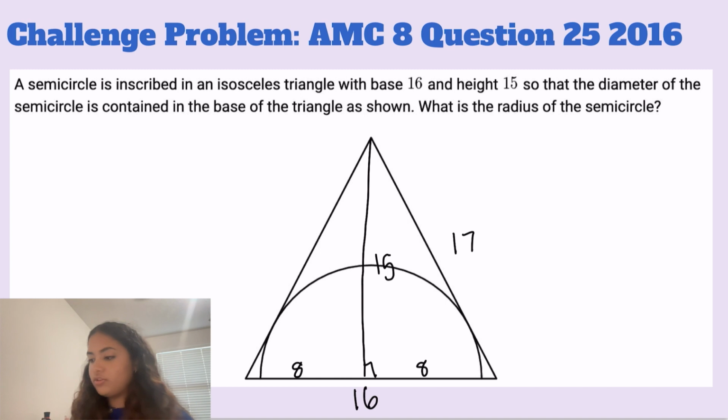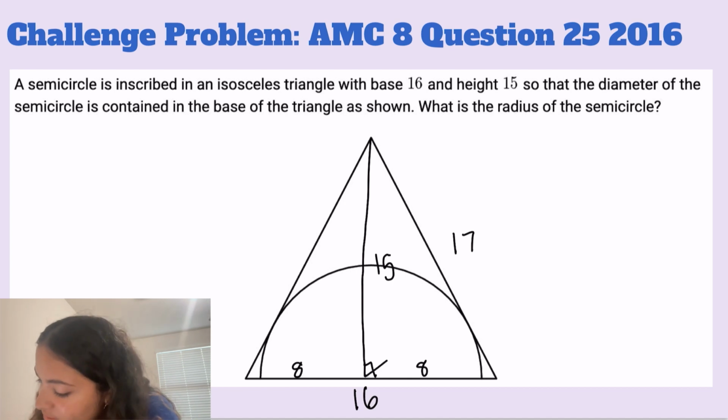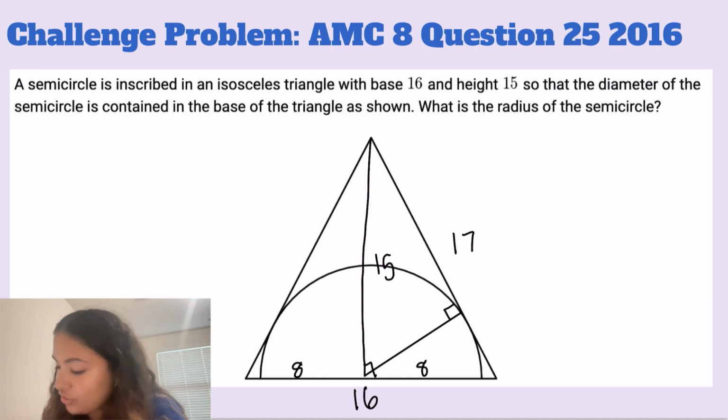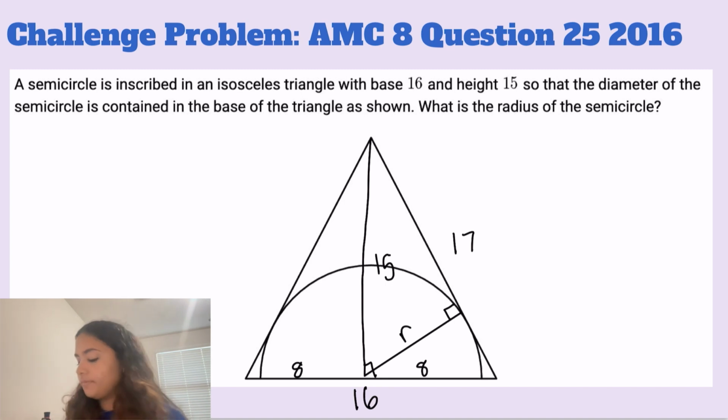So we want to find the radius of the semicircle. So we have to figure out where to draw our radius in a place that would help us best solve the problem. So if we draw a radius here, perpendicular to the hypotenuse, we've actually made more right triangles. So if we label our radius R, and that's what we have to solve for. So we have to figure out a way to solve for R.